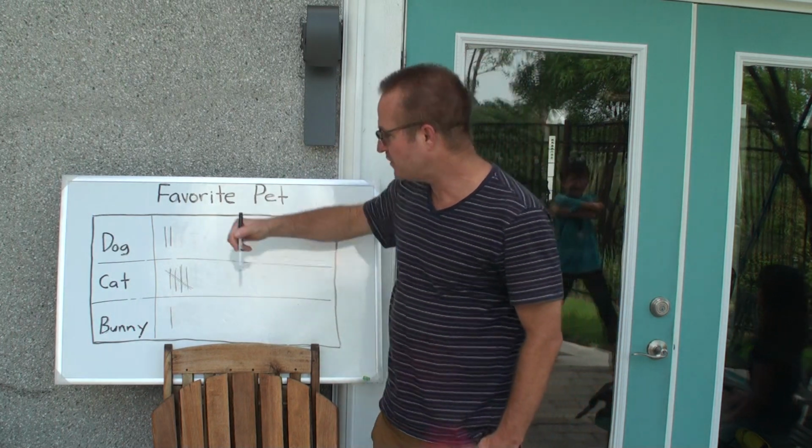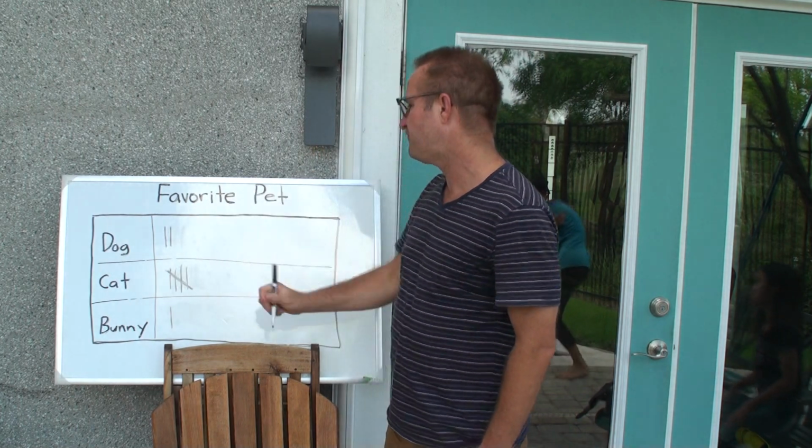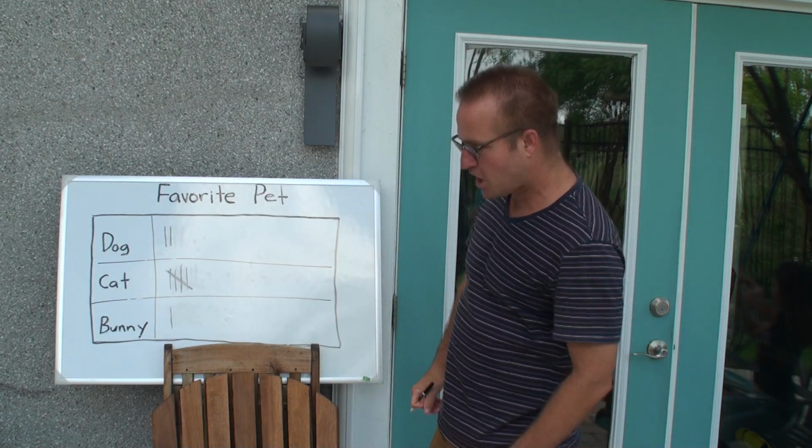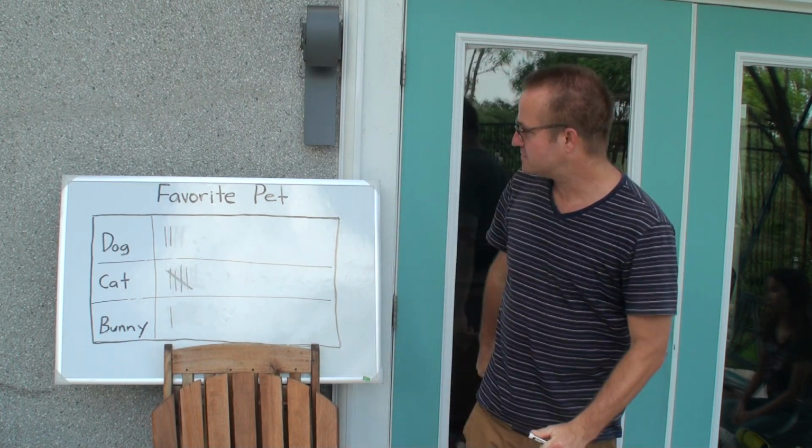Okay, so now I'm tally marking it. So the 5th one is the crosshatch one. So I've got 5 votes for cat, 2 votes for dog, 1 vote for bunny. And I'm going to do the questions now.